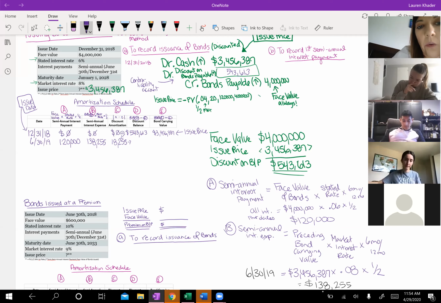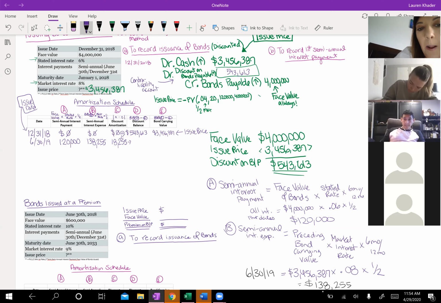And we're going to subtract that amortization from the discount balance. So beginning balance of D minus C. So 543,613 minus 18,255 gives us a new discount balance of 525,358.